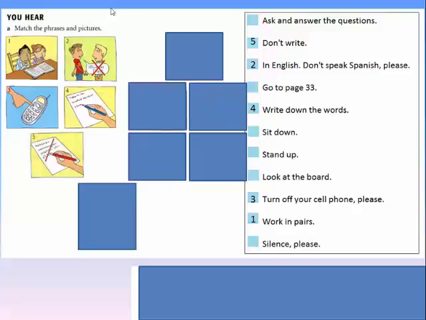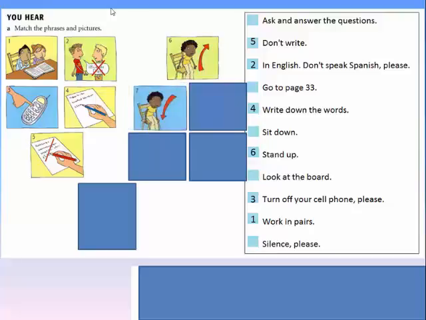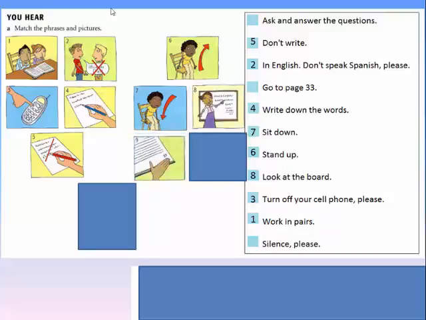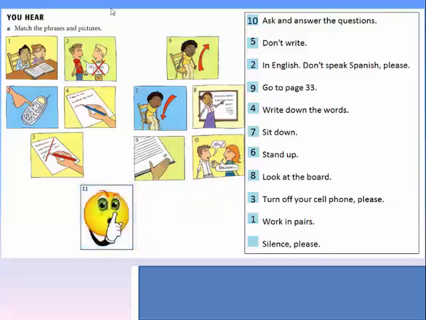Don't write. Picture number 6. Stand up. Picture number 7. Sit down. Picture number 8. Look at the board. Picture number 9. Go to page 33. Picture number 10. Ask and answer the questions. And picture number 11. Silence, please.